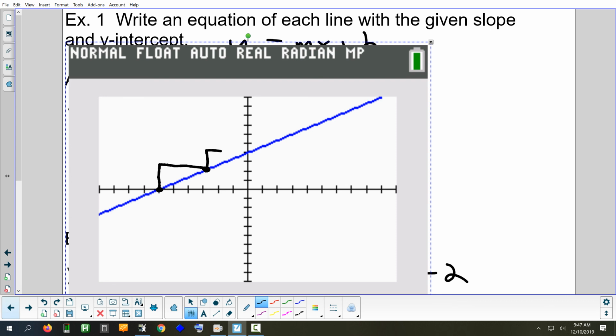Up 2 over 1, 2, 3. Up 2, 1, 2, 3. So I can see there's my slope. It's up 2 over 3 every time. So now you're going to have to look at the graph, and you're going to have to count yourself. How many up? That's your rise. How many over? That's your run.